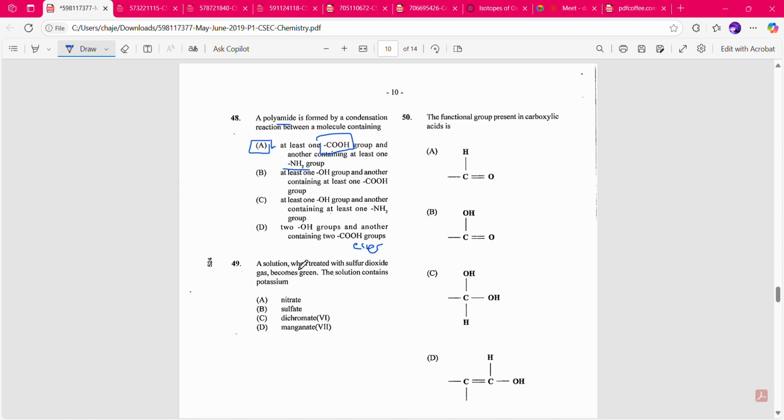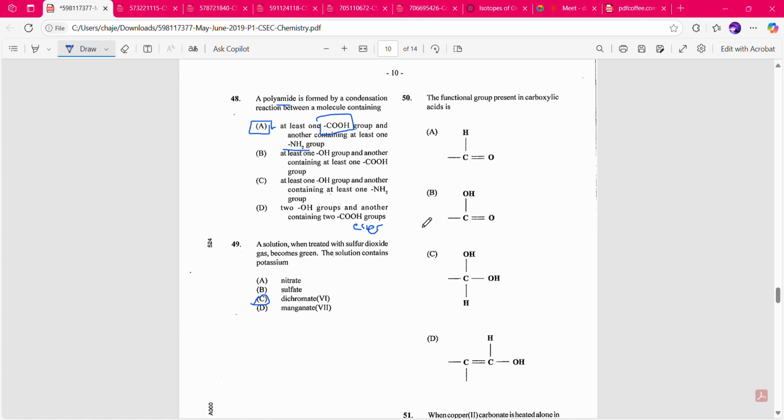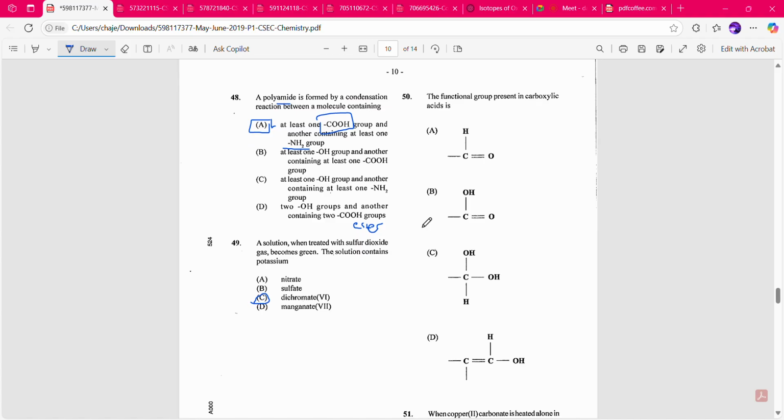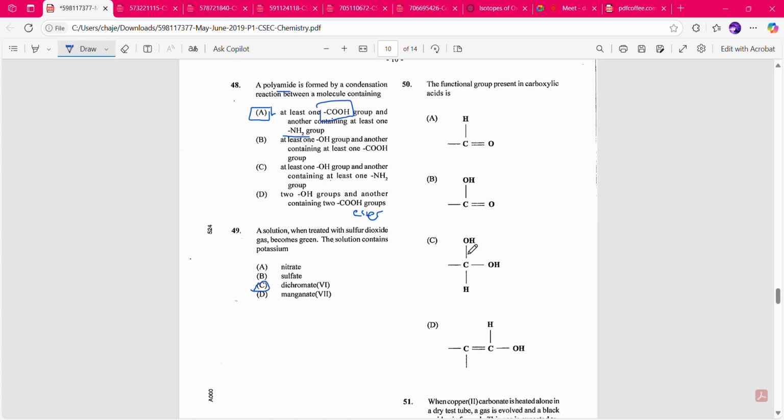A solution when treated with sulfur dioxide gas becomes green. The solution contains potassium... I'm gonna stick with dichromate. That's the only thing I know that can become green. 50. The functional group present in carboxylic acids is this one, COOH.